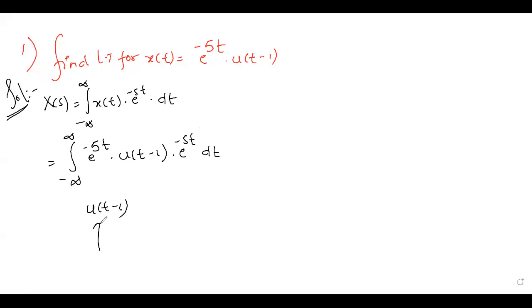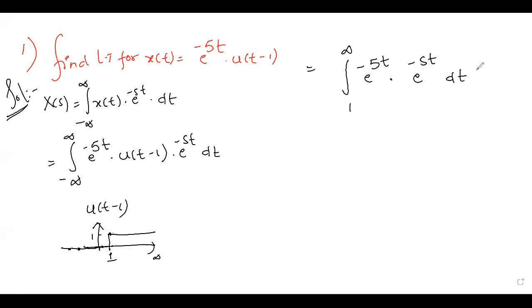U of t minus 1 means what type of signal is this? Right shifted. U of t is right shifted by one unit of time, which means the signal starts from t equal to 1 onwards till infinity, and its amplitude is 1. So the limits are only 1 to infinity, because before 1 there is no signal; the amplitude is 0 from minus infinity to 1. So from 1 to infinity, we have e power minus 5t, u of t minus 1 is 1, e power minus st dt.